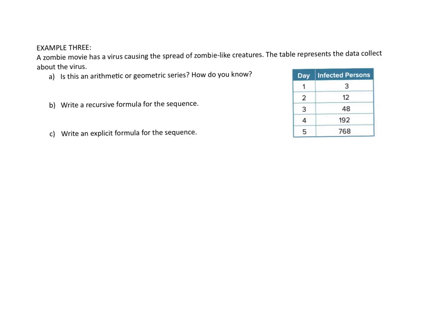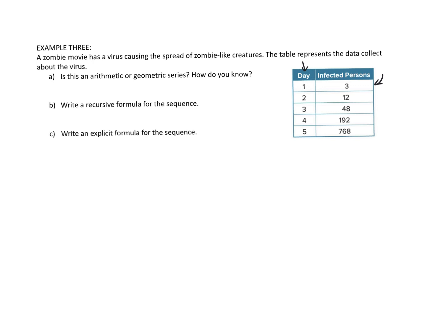Okay, let's go on to another example. Example 3. I have a zombie movie with a virus causing the spread of zombie-like creatures. The table represents the data collected about the virus. On day 1, there are 3 infected people. On day 2, 12. Okay, so first thing you have to decide, is this arithmetic or geometric?